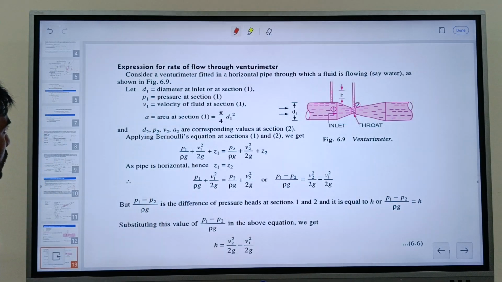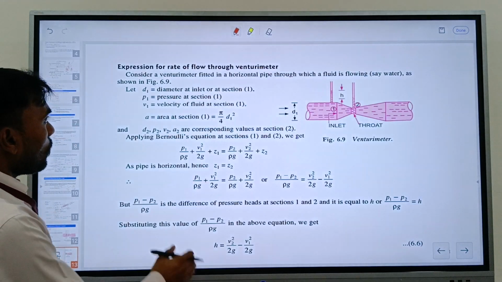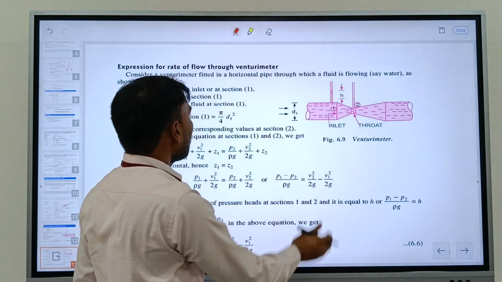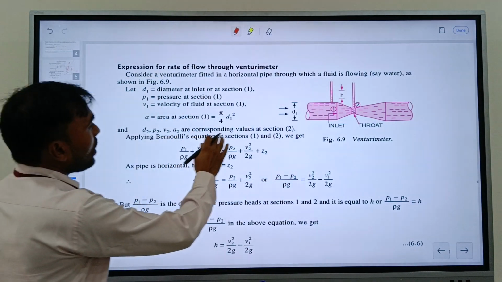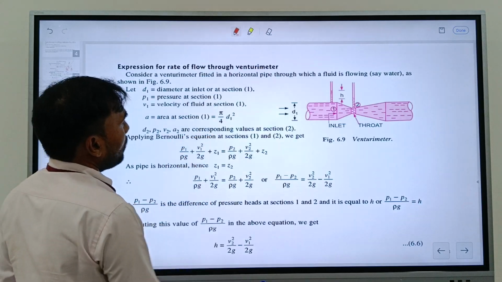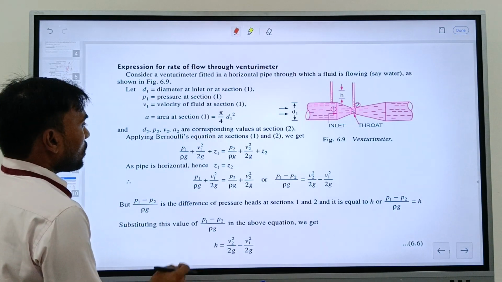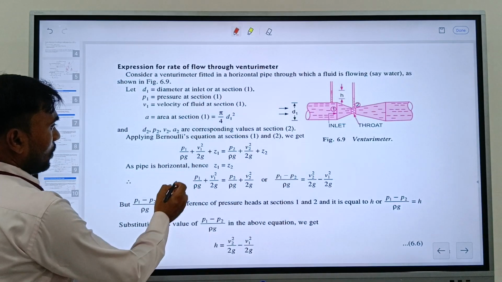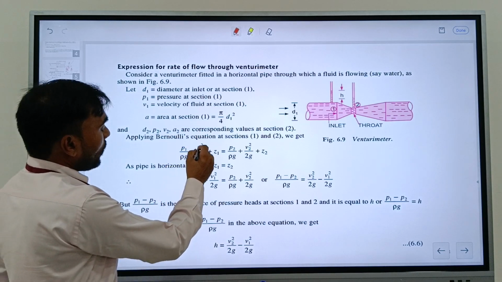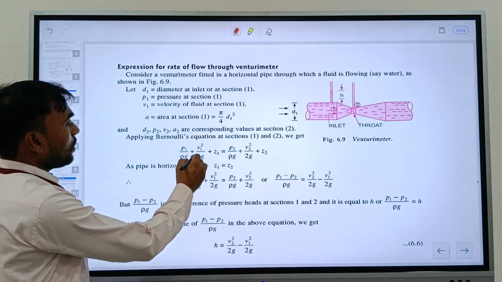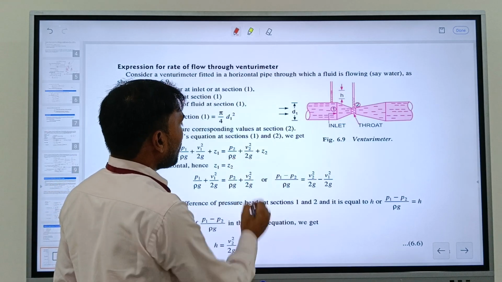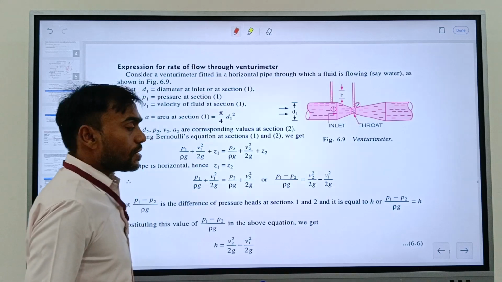Now let us discuss the expression for the rate of flow through the venturimeter. Suppose D1, P1 and V1 are the respective parameters at section 1. The area at section 1 will be equal to pi by 4 D1 squared. In the same way, D2, P2, V2, A2 are defined at section 2. If you apply Bernoulli's equation at these 2 sections, you can write P1 by rho g, pressure energy at section 1, plus V1 squared by 2g, kinetic energy at section 1, plus datum head Z1, equal to the pressure energy, kinetic energy and datum head at section 2.